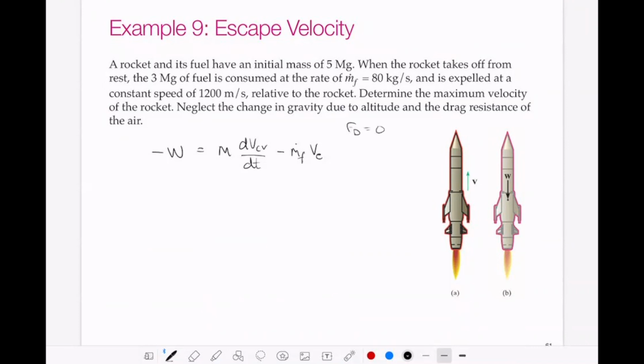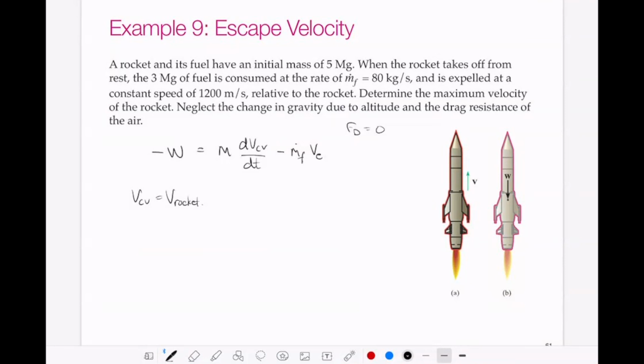So how can we solve this? First, let's recognize that the velocity of the control volume is the same as the velocity of the rocket. So we're asked to find the maximum velocity. We know how much fuel is on the rocket, and we know the burn rate of the fuel. So we can figure out how much time it's going to take for that fuel to burn up. At that point, the rocket no longer has anything to accelerate it any further. So the acceleration is going to stop, and the only thing acting on it then would be the force of gravity. So we'd reach a maximum velocity at that point.